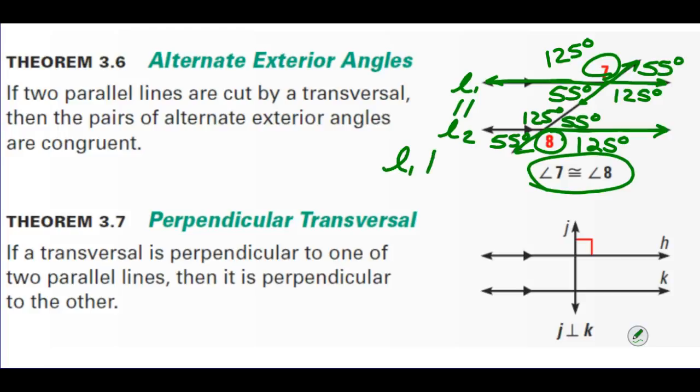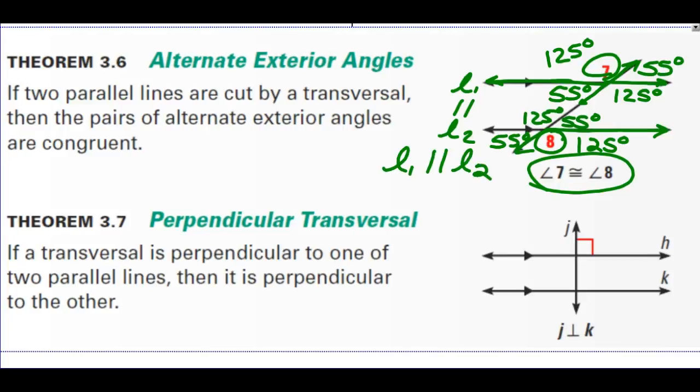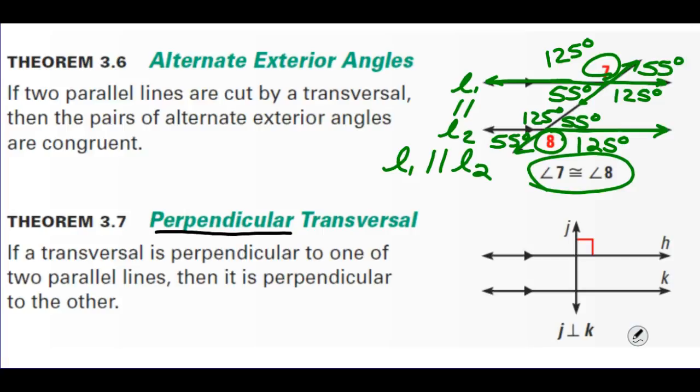That is line 1 parallel to line 2. There is another theorem called the perpendicular transversal, which isn't very much different from any of the other relationships, but it's just special because the line is perpendicular to the two parallel lines. And so when two parallel lines are cut by a perpendicular transversal line, then you have 90 degree angles that are formed at each intersection.